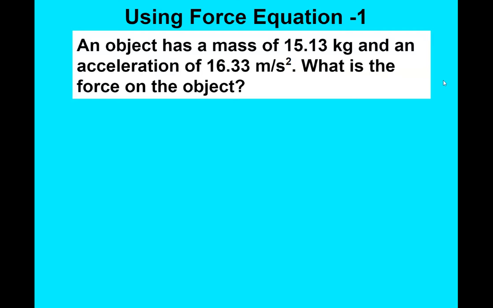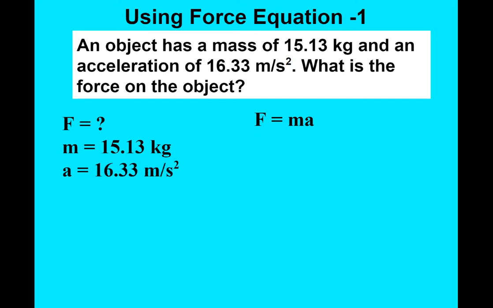Okay, so what do we do every time we need to do some kind of calculation? Write down the equation. Every time. I swear it will serve you well in your science and math career. If we're going to use this equation, we have to know what the parts are. Looking at the problem, F or force, that's what we're looking for. Mass is 15.13 kilograms, and acceleration is 16.33 meters per second squared. So now we're just going to plug and chug.